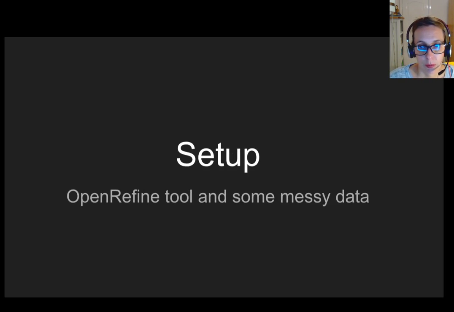So for the setup for this lesson, you will need the OpenRefine tool and some messy data as explained in the lesson material. OpenRefine is a Java program, so you will need to have Java installed on your machine too. However, the latest version of OpenRefine, version 3.4, has Java embedded within, so you do not even need a separate Java installation, which makes it very handy.